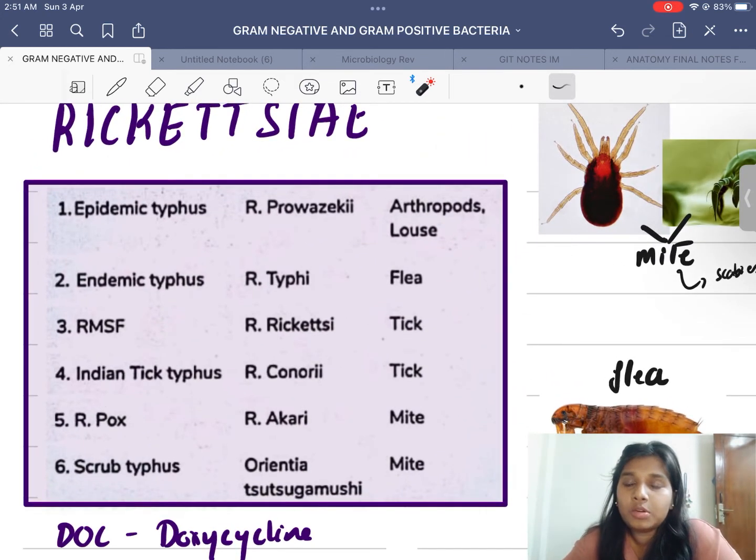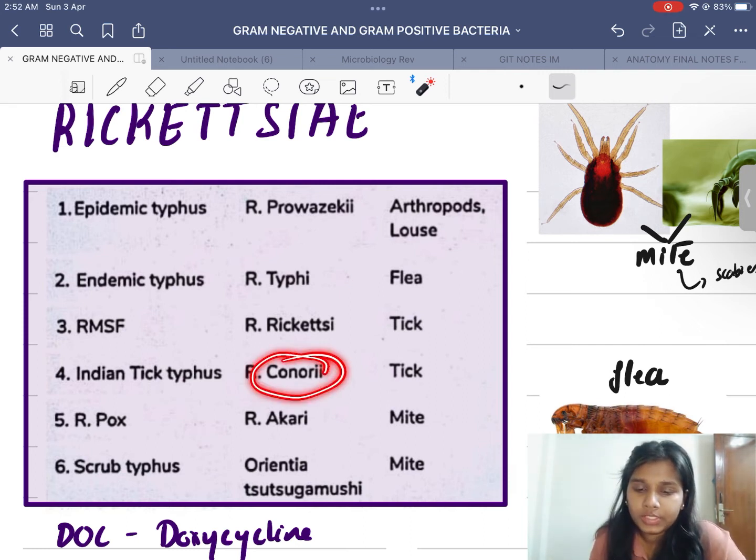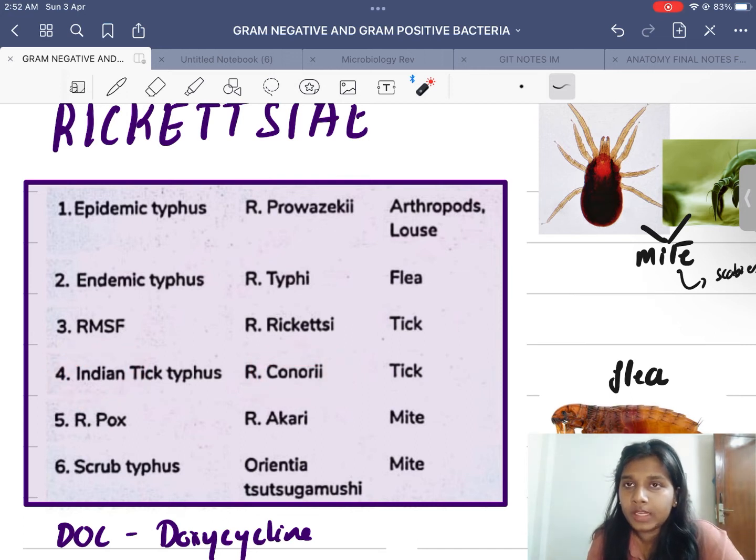Now when we talk about rickettsia, there are types of rickettsia. You have rickettsia prowazekii, rickettsia typhi, rickettsia rickettsii, rickettsia conorii, rickettsia akari, and then you have rickettsia tsutsugamushi. So first of all, what do they cause? First, conorii. Remember, Indian tick typhus. India is in the corner of the map, right? So remember conorii for Indian tick typhus.